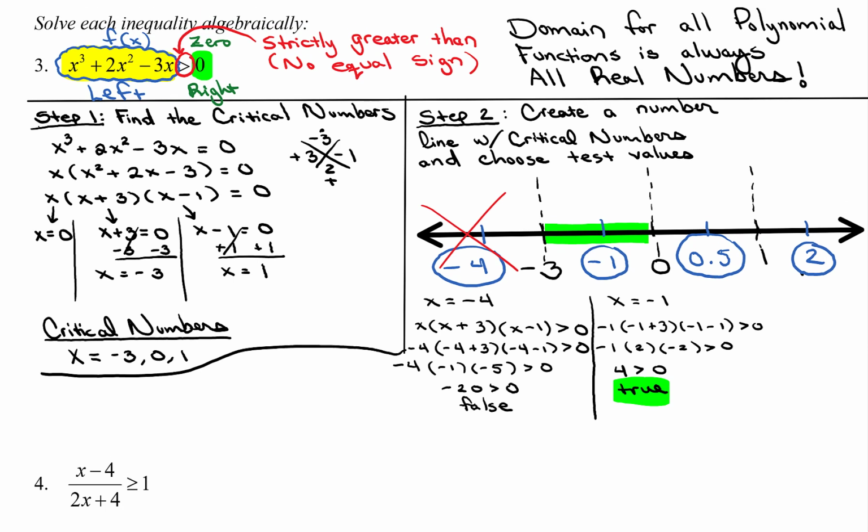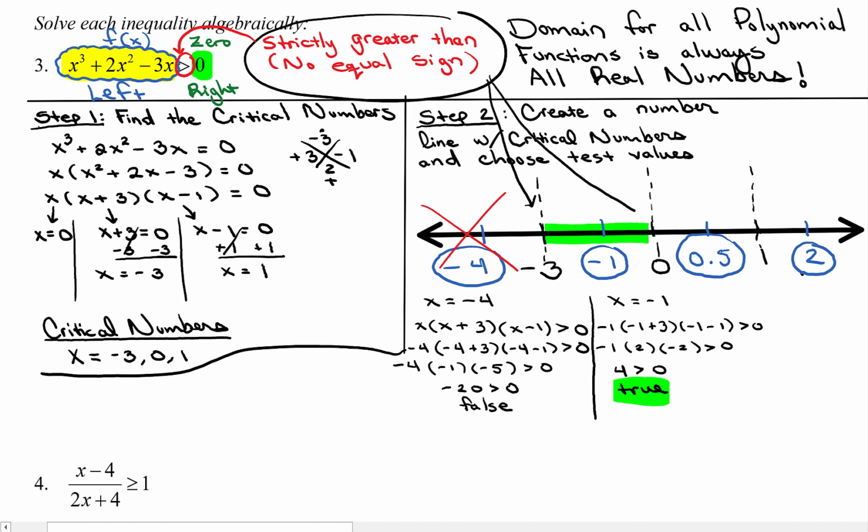Now, as for the -3 and the 0, because it was a strictly greater than, I do not want the -3 and 0, because if I plug those in, those are going to give me values of 0, right? So I'm going to draw open circles on the -3 and 0. That means I do not want to include those values in my solution set.